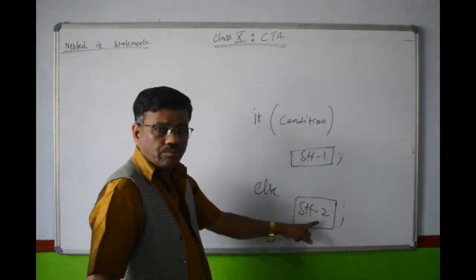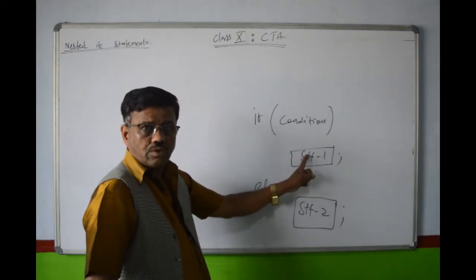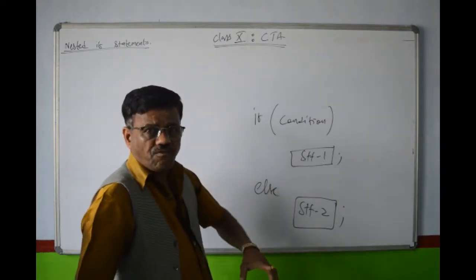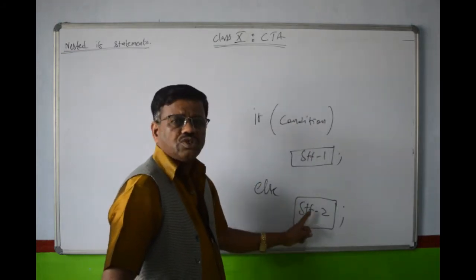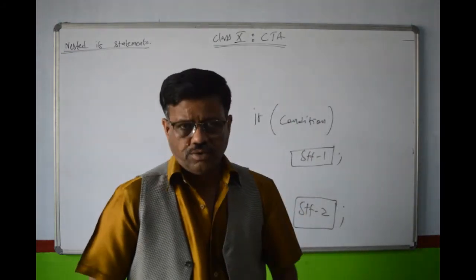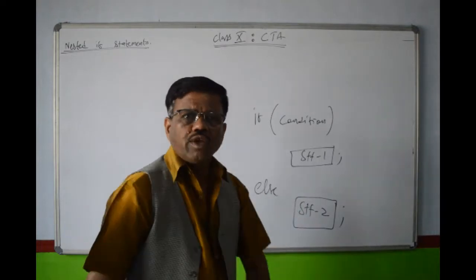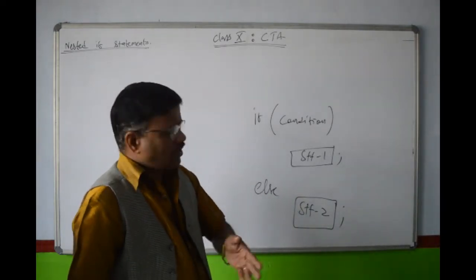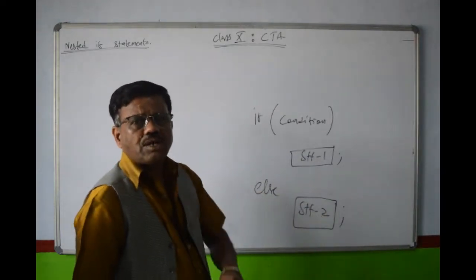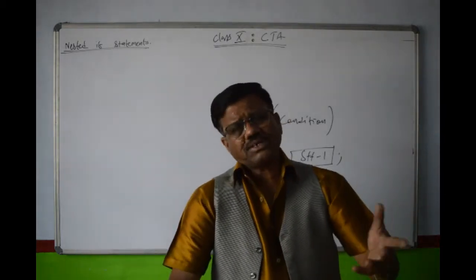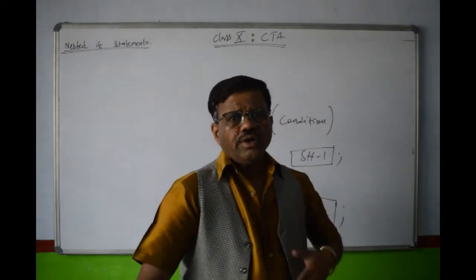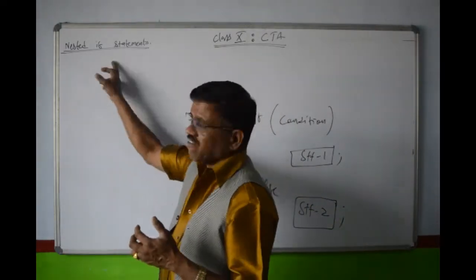It won't go to statement 2 if it is true. If the comparison is false, it will do statement 2. This is what is called two-way branching, a selection statement. It will select one of the two. Some authors say selection statement, some say two-way branching. The matter is the same.